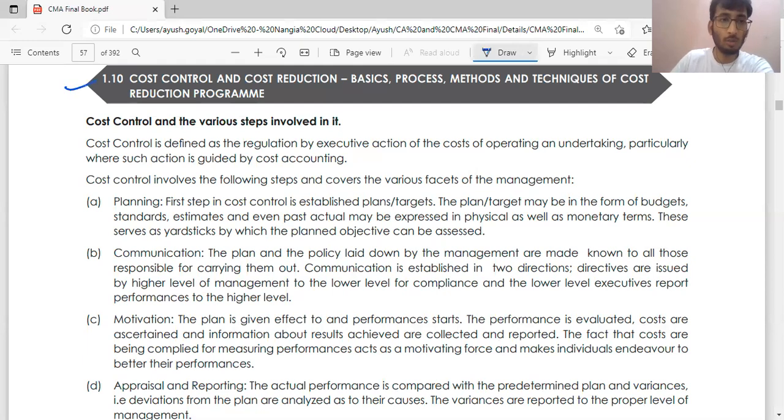So guys, today we are going to start with our new chapter, which is a very easy chapter, I would say: cost reduction and cost control. It's not a big chapter at all. So let's read about cost reduction and cost control.